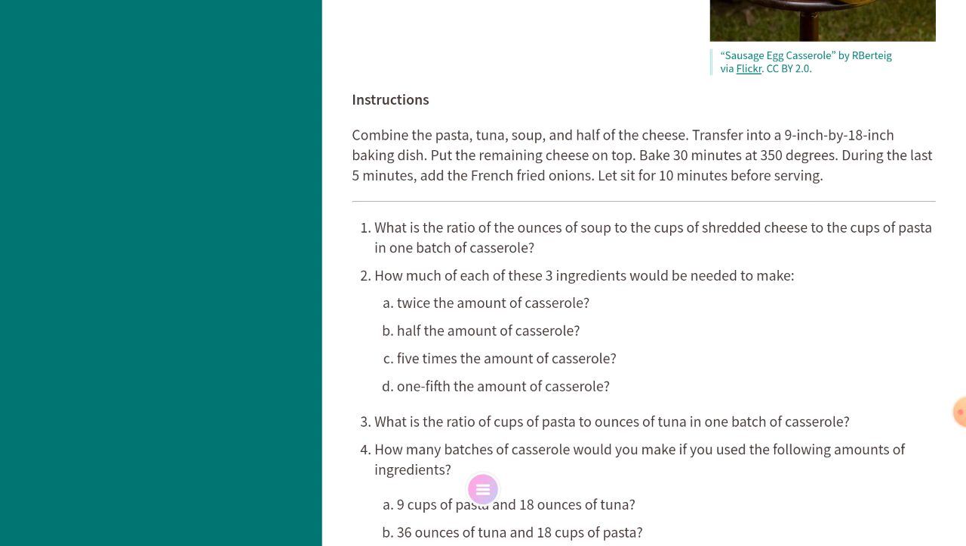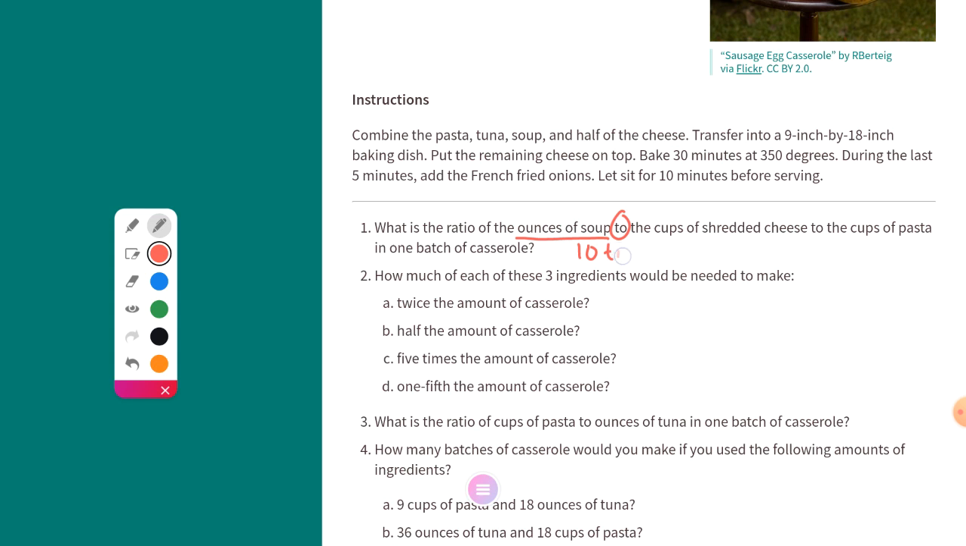Okay. Next, number 1. Now it's going to ask us questions about the recipe. What is the ratio of ounces of soup, to the cups of shredded cheese, to the cups of pasta in one batch? So go back up into the recipe. How many ounces of soup do we need in the recipe? A recipe typically gives 1 batch. Ethan? 10 ounces? Yeah. So it would be 10. The word to, or I could put what? A colon. I'm going to go ahead and put a colon.